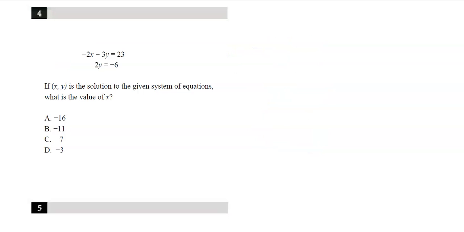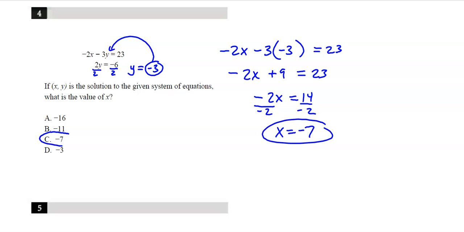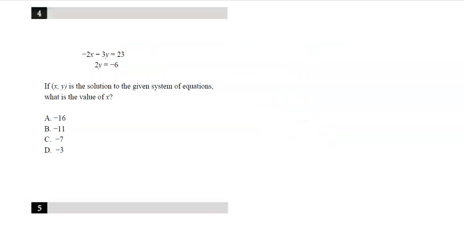Number 4, this one's probably set up nice for substitution because we can solve for y really easy. We can divide both sides by -2, and now we know what y is. So we can plug that in right here. So -2x minus 3, but instead of y, we now know what y is. Could have done elimination, but I think substitution's easier here. -2x added to 9 is 23. Subtract 9 from both sides. We get -2x is 14. Divide by -2, divide by -2. Looks like x equals -7, C. All right. Keep on going.